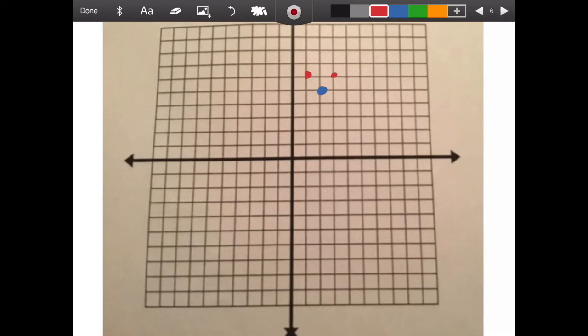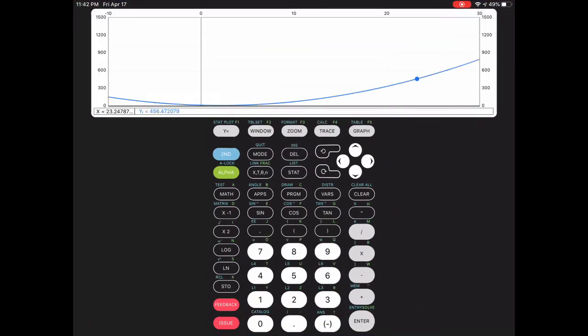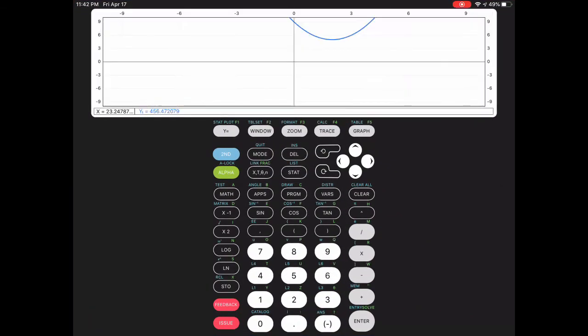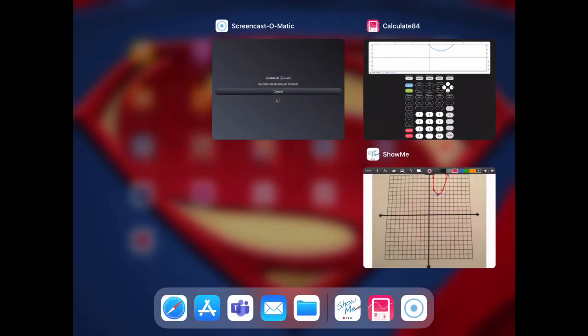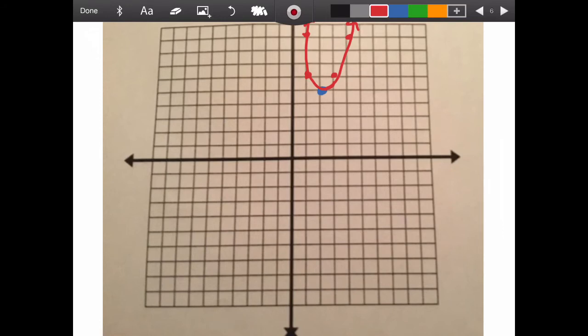Okay, 0, 9, and there we go. Connect the dots to make a parabola. And to make sure I did this right, I'm going to go to my calculator real quick, press the graph button, zoom 6, and you see that it is up here, right? And the same thing with my graph is also up there. So if you can see the pictures there, they're pretty similar. Okay, let's move on.